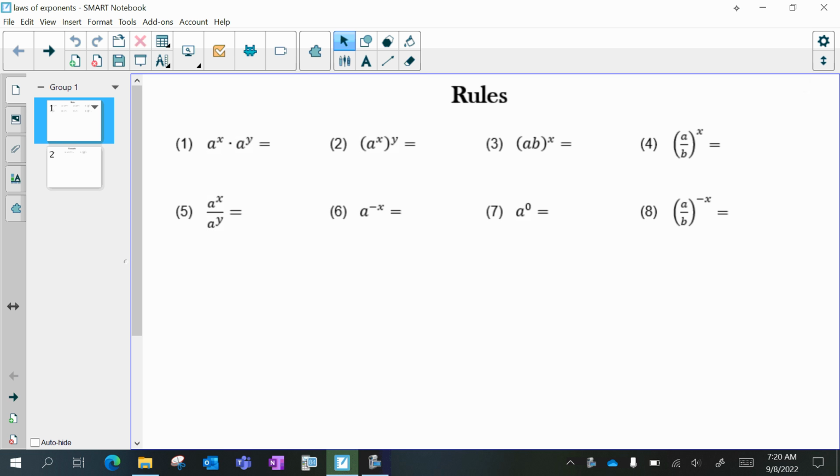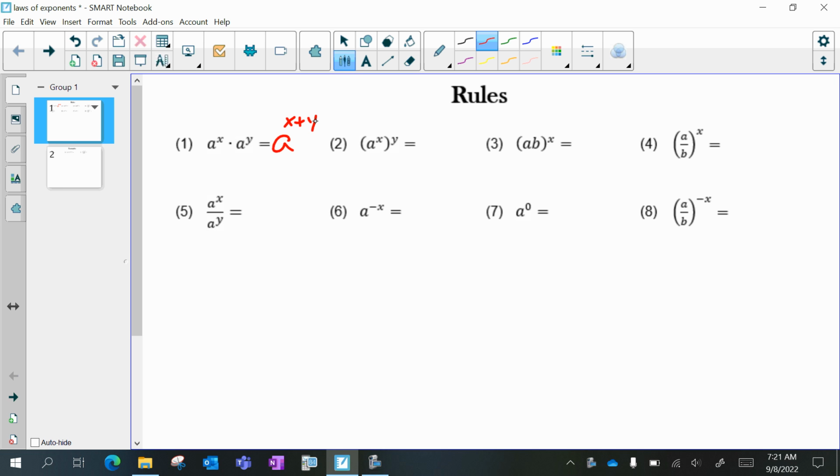We are going to review your laws of exponents. So remember that when we are working with laws of exponents, most times we have to have the same base. So in number one, I'm multiplying a to the x, a to the y. I have a common base of a. So you keep your base and you add your exponents.